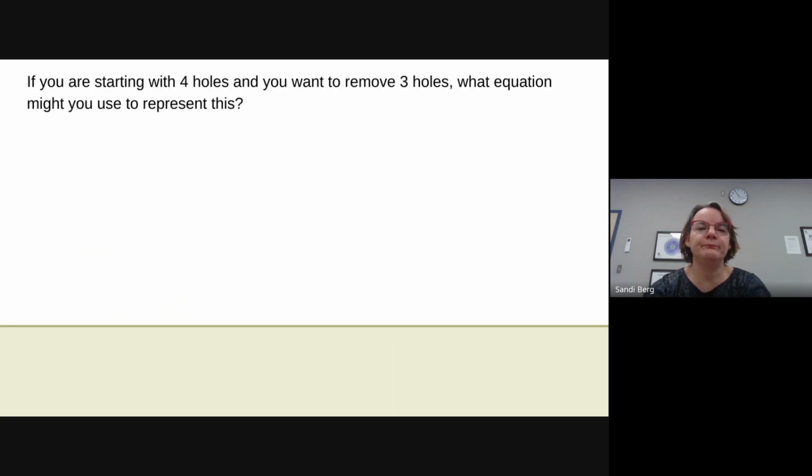All right. So let's do some practice here. I want you to think about starting with 4 holes, and you want to remove 3 holes. What equation might you use to represent that? So you can draw it if you want, but see if you can represent it using numbers and the addition sign and the negative sign here. Whatever would be most helpful.